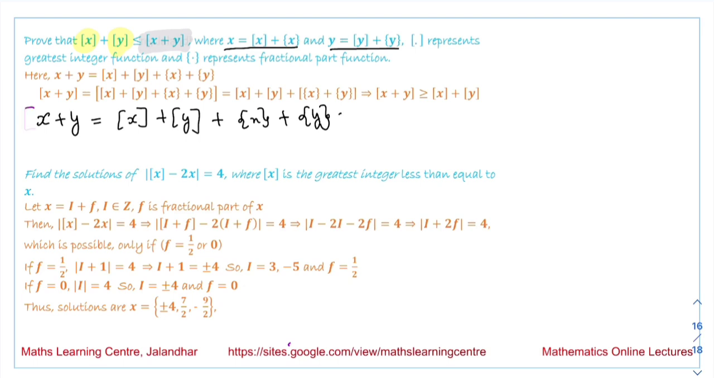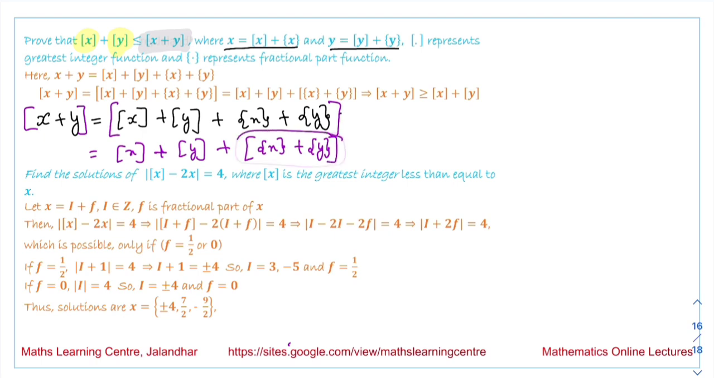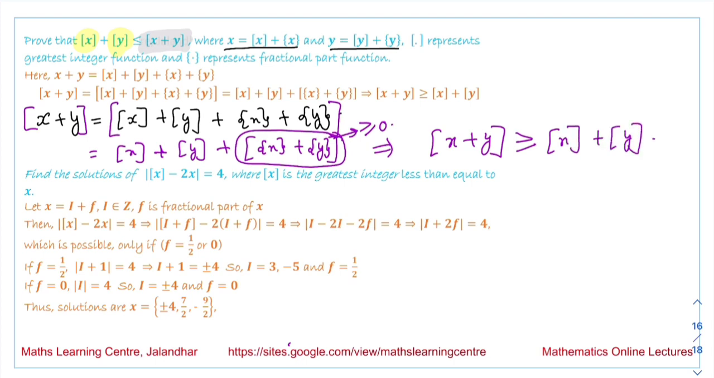If we apply the greatest integer function on both sides, the answer we will obtain is equal to greatest integer of x plus greatest integer of y plus greatest integer of the sum of the fractional parts of x and y. We are saying this is the fractional part we are talking about of the two numbers. So this term is greater than or equal to 0. So this implies that the greatest integer of x plus y is greater than or equal to greatest integer of x plus greatest integer of y.